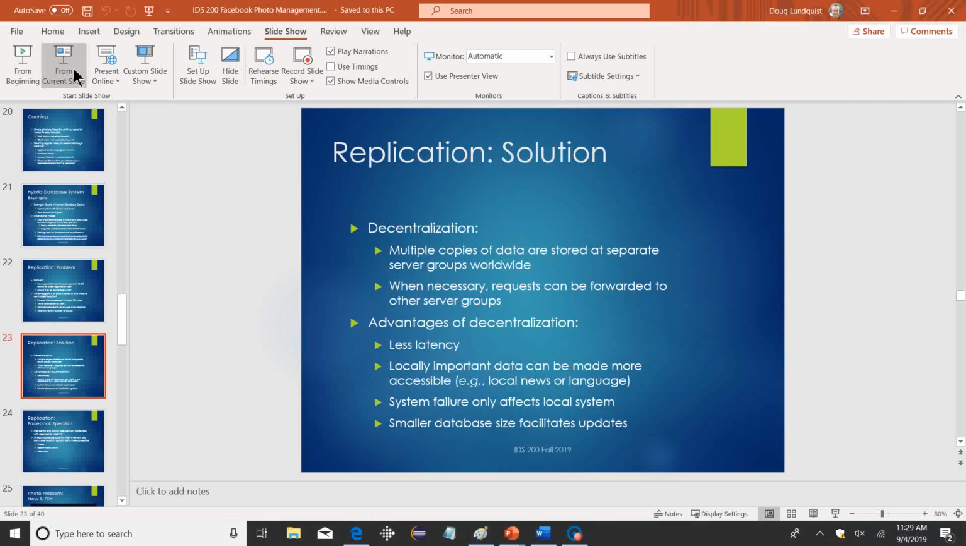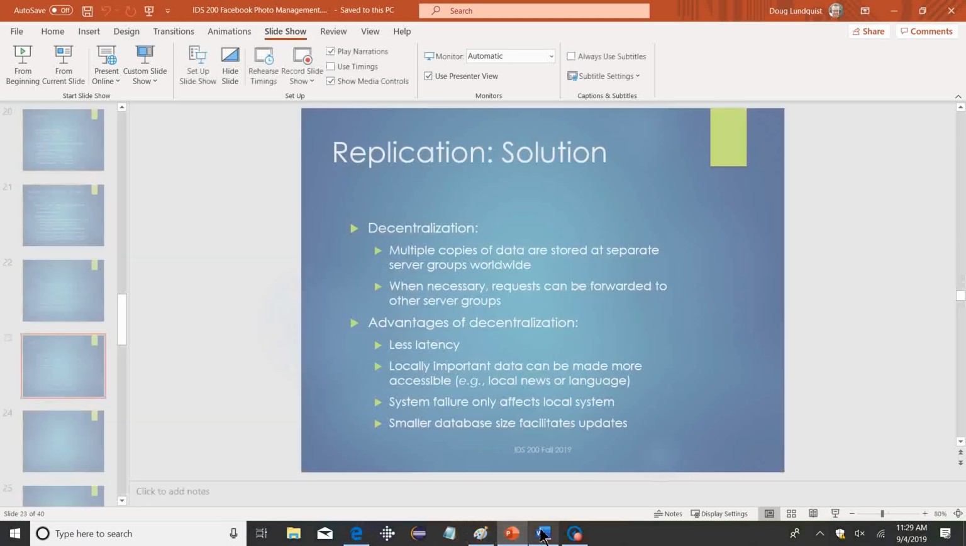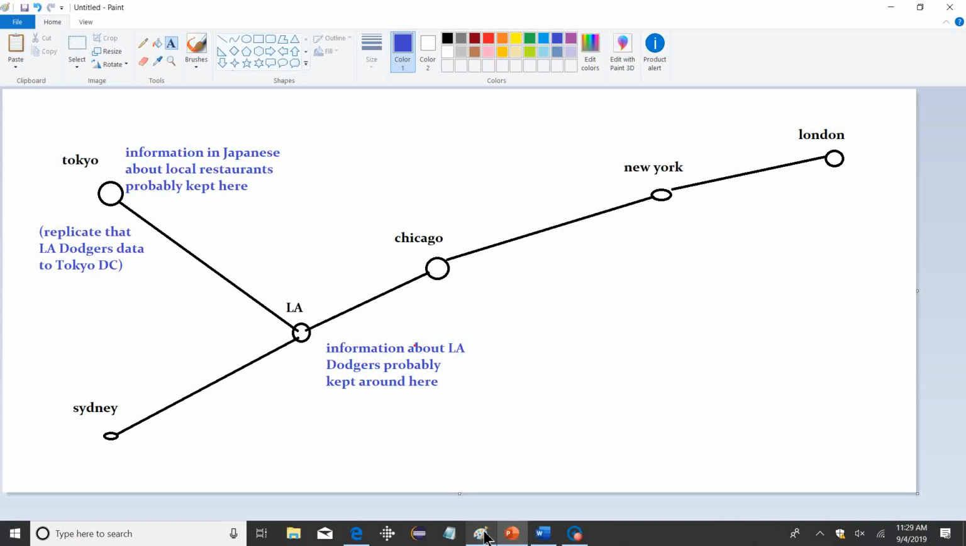So basically, multiple copies of data, if it's sufficiently popular, can get stored at different server groups around the world, right? If, for example, the LA Dodgers become a really big, exciting thing and people from all over the world are following them, you know, it could also get replicated here, right? Replicated here.